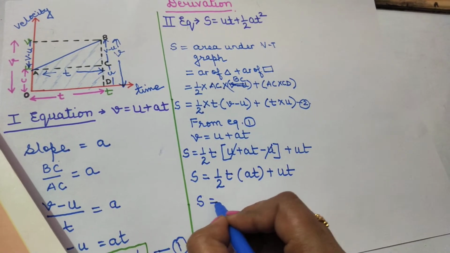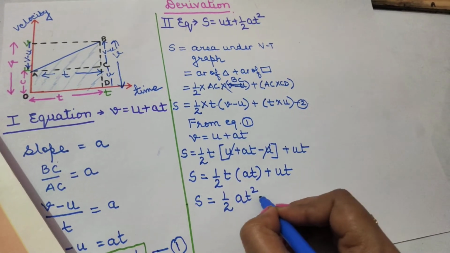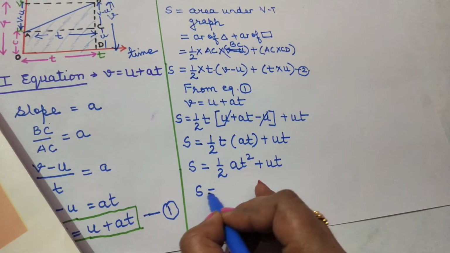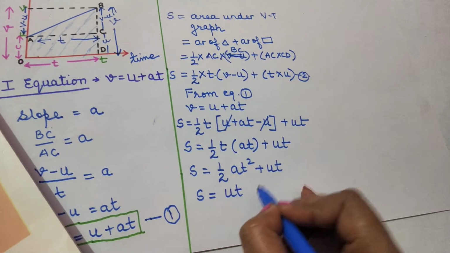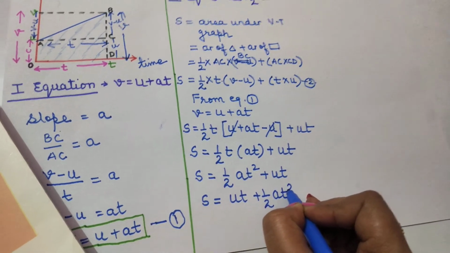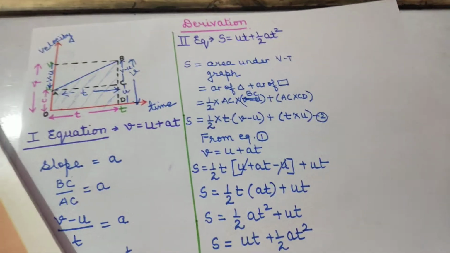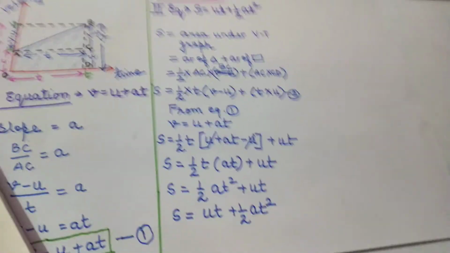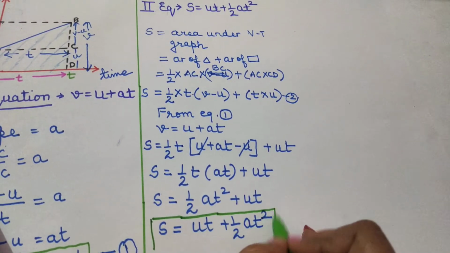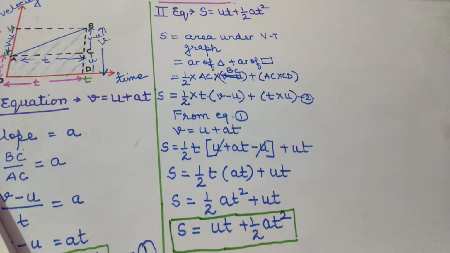Simplifying, we will get S is equal to half AT square plus UT, and then the final rearrangement will give S is equal to UT plus half AT square. So this is how we have got our second equation of motion, that is S is equal to UT plus half AT square. So just try to do it by yourself step by step.